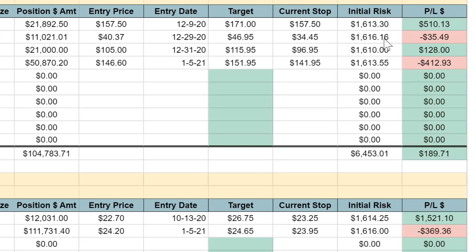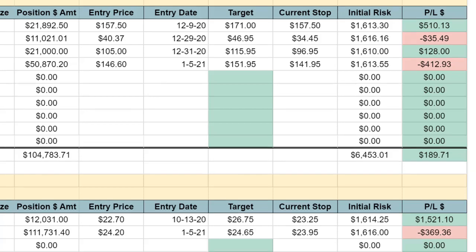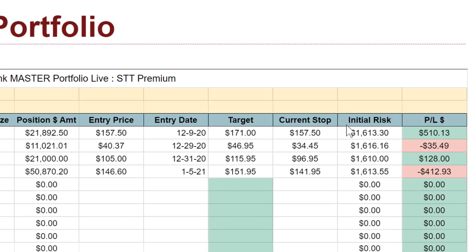$1,613.30, 1613.55, 1614.25, 1616.16. All of these are virtually identical. They're right in that same area of $1,616.24 or less. That's balanced risk. That means if any one of these trades loses, it's not going to destroy our entire portfolio.